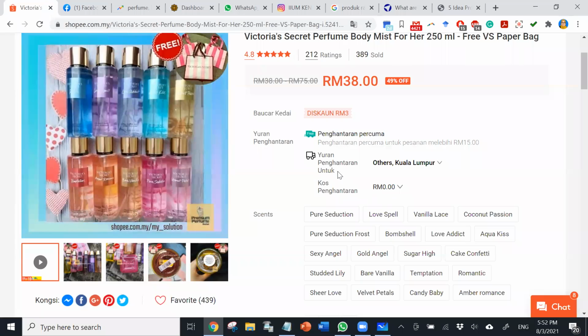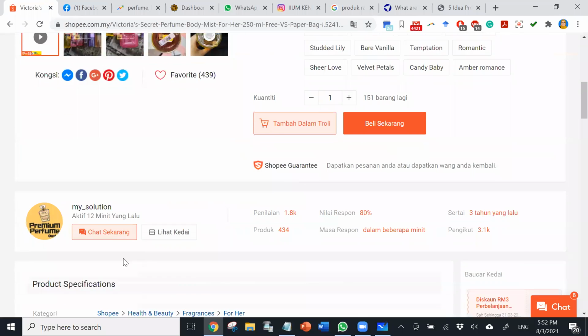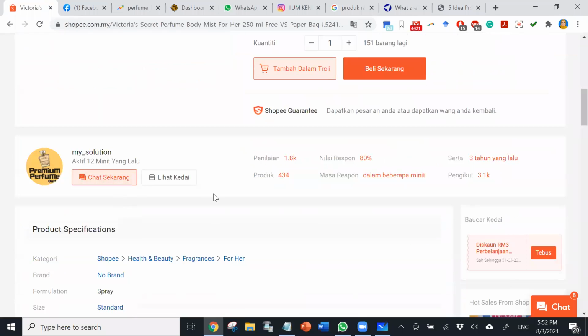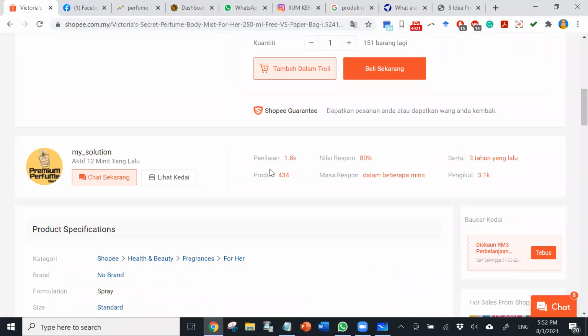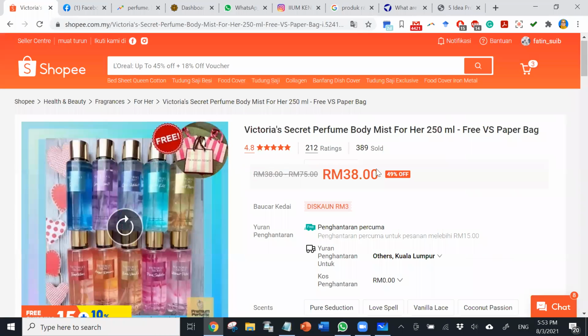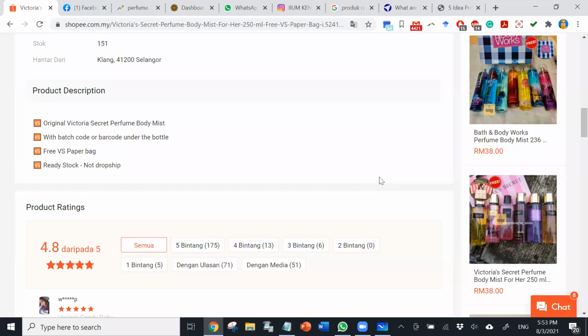Fee to deliver to Kuala Lumpur is 0. Okay, you can actually check them as well. I think this one is the original price, 38 ringgit. If you want to mark up a little bit, like 5 ringgit, and then sell it, I'm not sure.